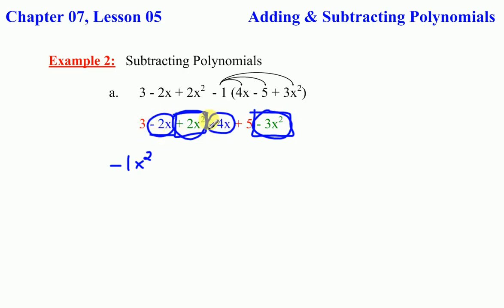Okay, that's negative 6x, and then finally my constants, 3 plus 5 is 8. And there's my final trinomial as my answer.